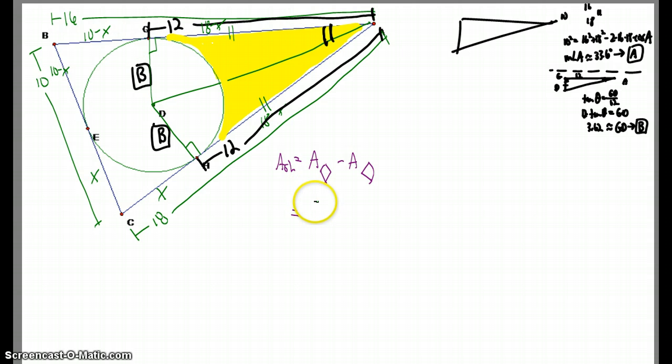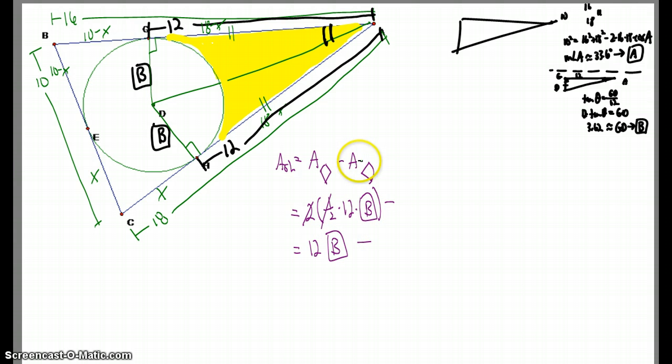So the area of the kite then is 2 times 1/2 the base of 12 times the height of, which is the radius of that circle. And this will give me the area of that kite. It gives me the area of the triangle, I double it, it's the area of the kite. So the 2 and the 1/2 cancel out. So the area of the kite is 12 times the radius of the circle.